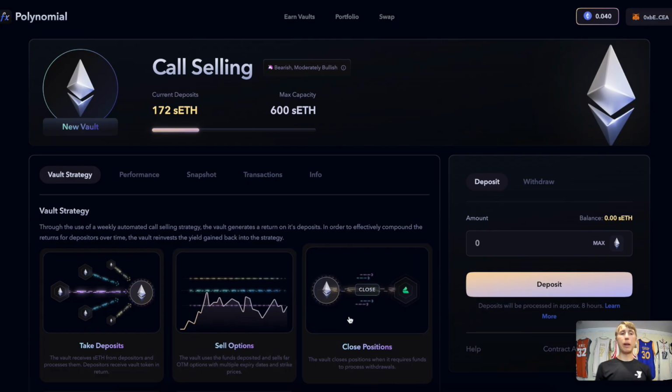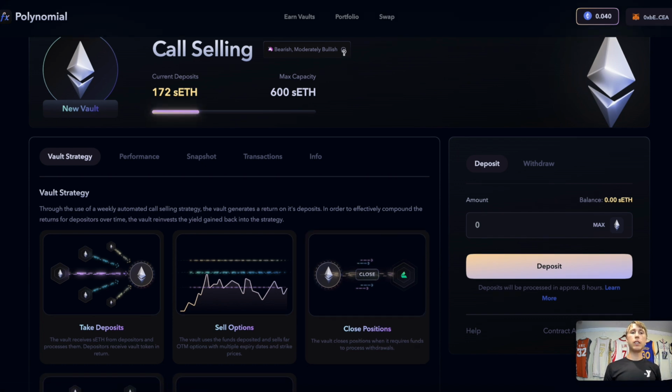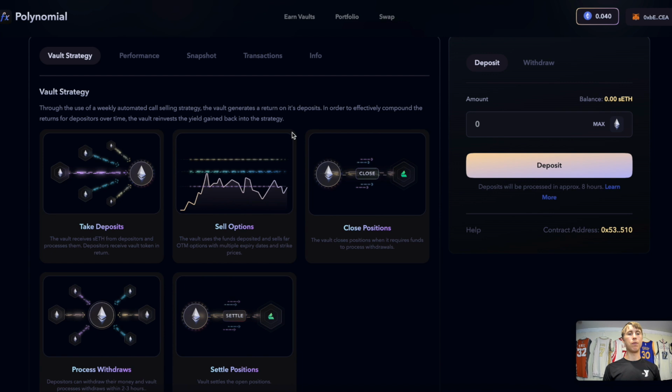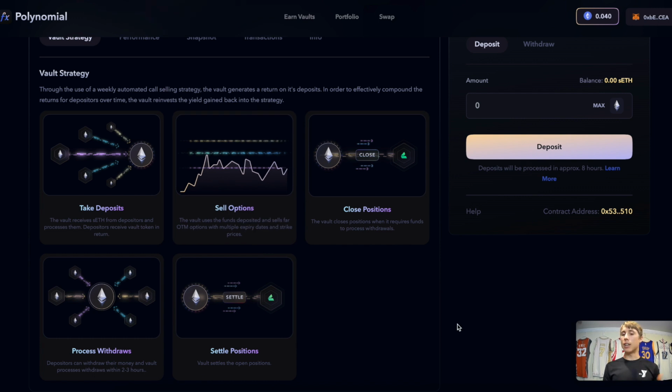So if you go and expand one of the vaults, this is the Ethereum call selling vault. You can see here this strategy is best for when it's bearish / moderately bullish. This is not good for an extremely bullish market. The reason for this is it's a call selling strategy. You can see here in the vault, it says this vault uses the funds deposited and sells out of the money options with multiple expiration dates and strike prices.